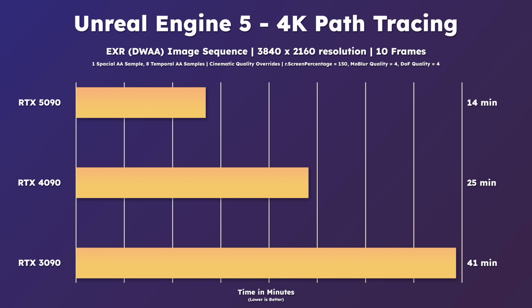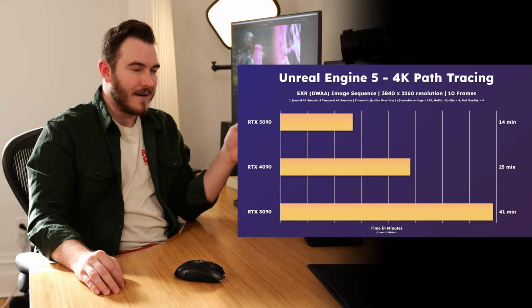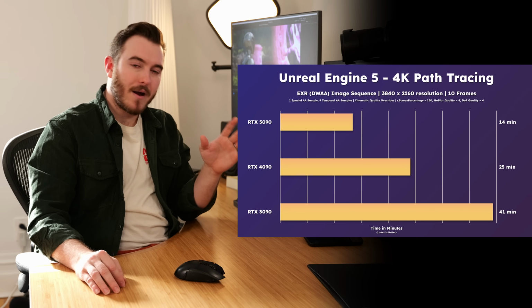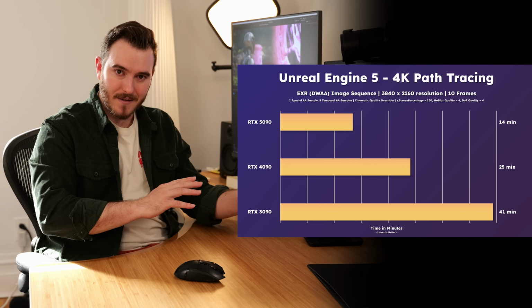I ran the same export, but this time I added path tracing to the renderer. So it just ups the quality, goes a little bit harder on ray tracing. When I switched to path tracing, the 5090 pulled ahead by quite a bit. It's about an 80% boost from the 4090. Now, I only ran about 10 frames because it was taking a whole lot longer than the other method, so keep that in mind.